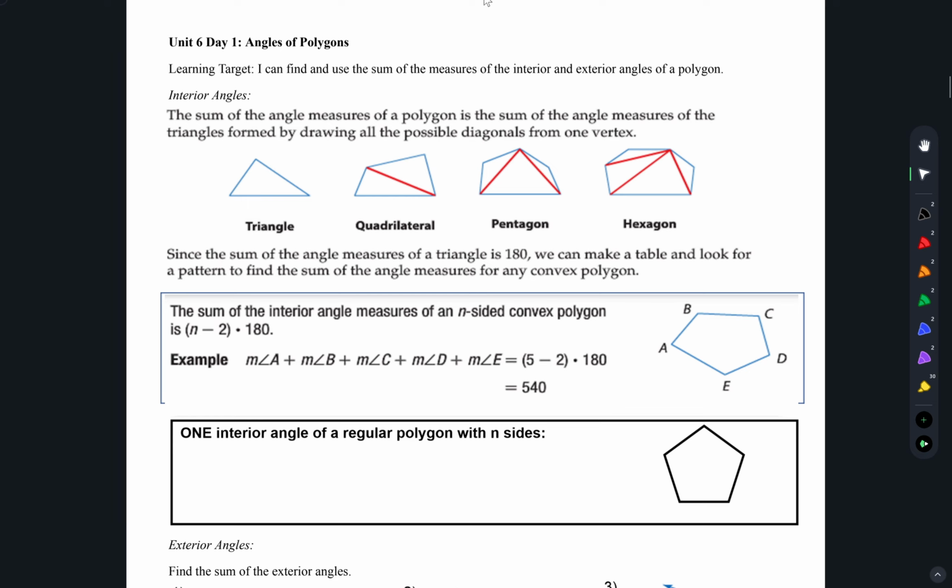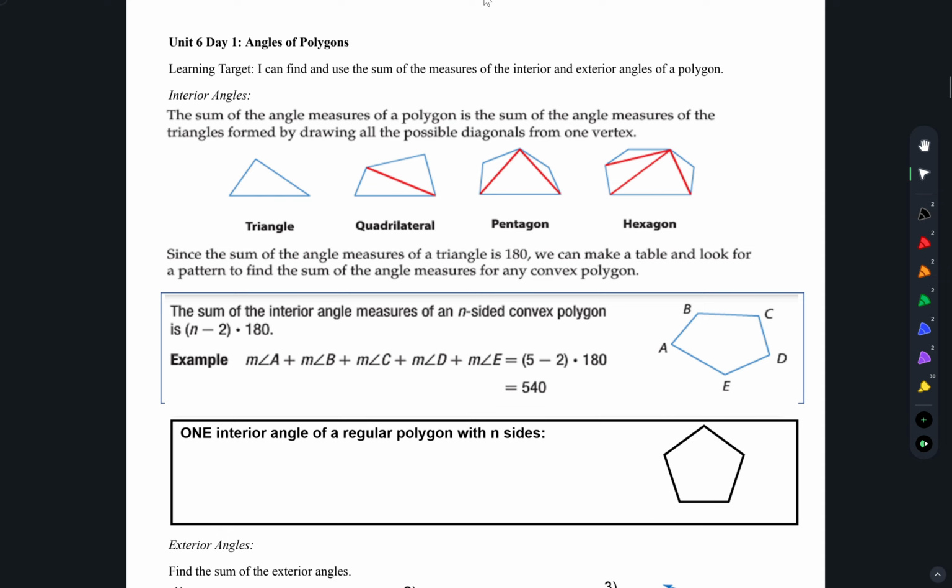Unit 6 is all about quadrilaterals, but first we're going to start out a little bit more general and talk about all kinds of polygons. Specifically today we're going to be talking about angles in polygons. There's two different kinds of angles, interior and exterior angles. We're going to talk about both of them. We're going to have formulas to help us find both the sum of all of the interior or exterior angles and just the measurement of one, depending on how many sides your polygon has.